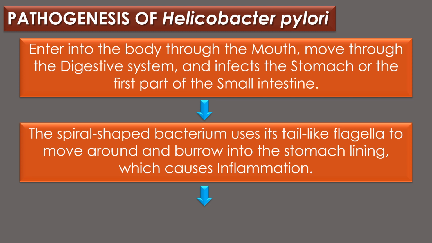Pathogenesis of Helicobacter pylori. Helicobacter pylori enters into the body through the mouth, moves through the digestive system, and infects the stomach or the first part of the small intestine. The spiral-shaped bacterium uses its tail-like flagella to move around and burrow into the stomach lining, which causes inflammation.